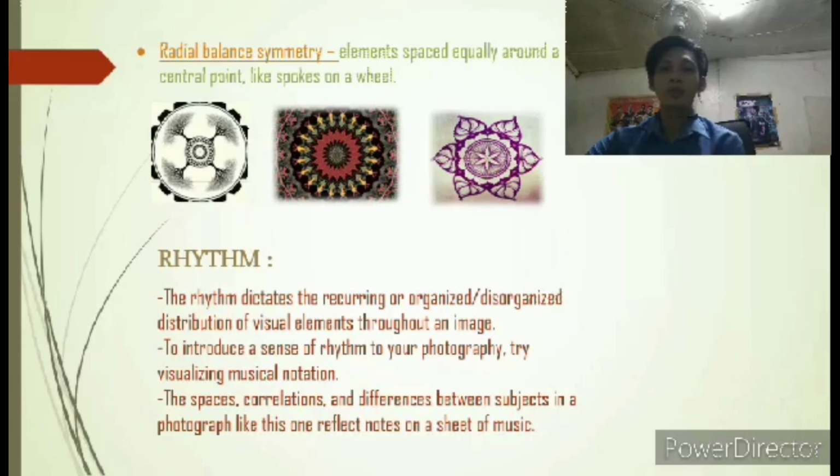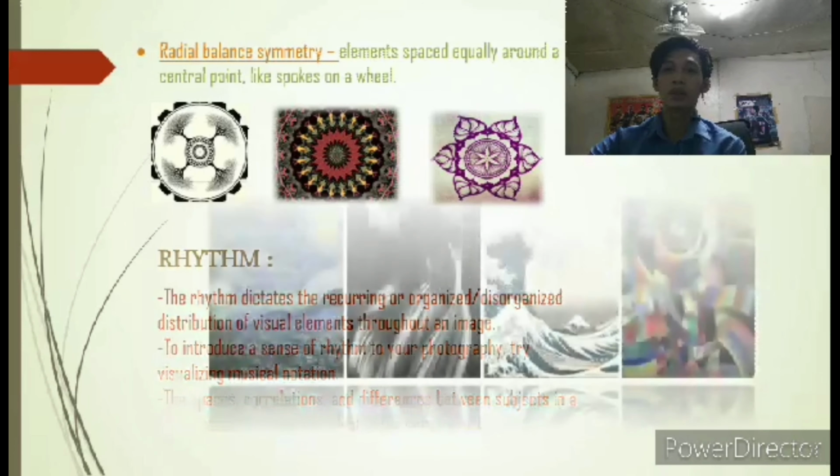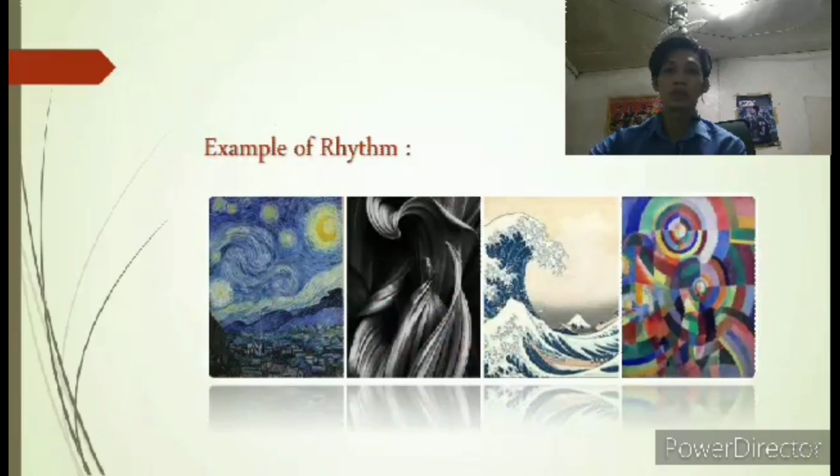The second principle of art is rhythm. Rhythm is a principle of design that suggests movement or action. Rhythm is usually achieved through repetition of lines, shapes, colors, and more. It creates a visual tempo in artwork and provides a path for the viewer's eye to follow.